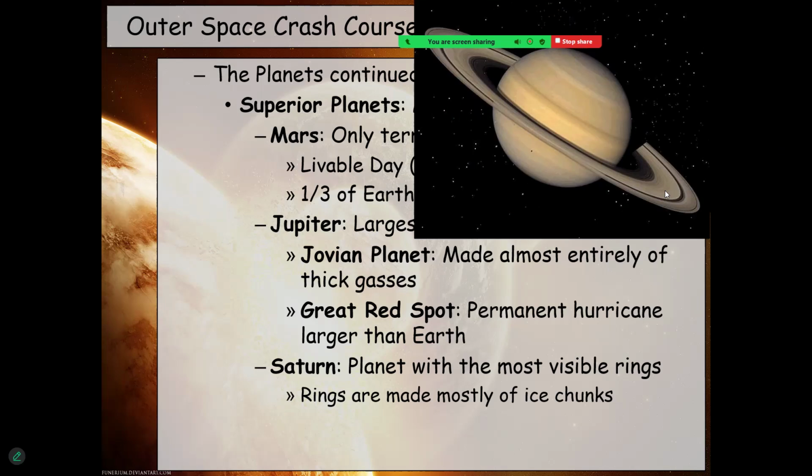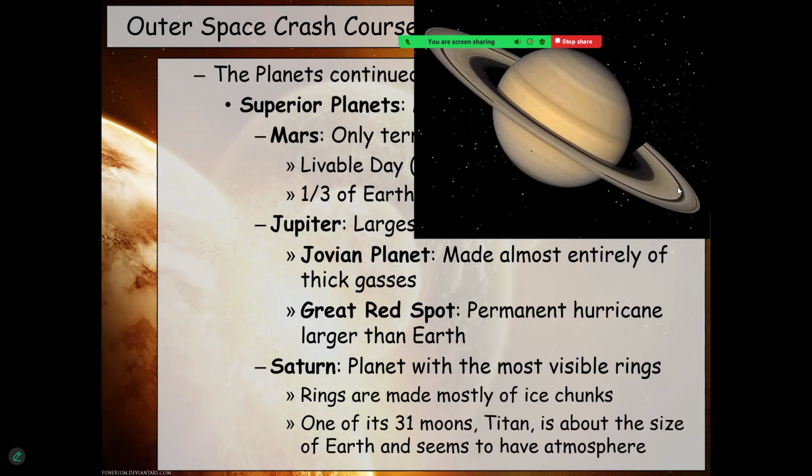Those rings are made out of just chunks of rock and dust and ice, so they're not very substantial. There's lots of space between the chunks, but from a distance, they all kind of shine and create the illusion of a solid band.